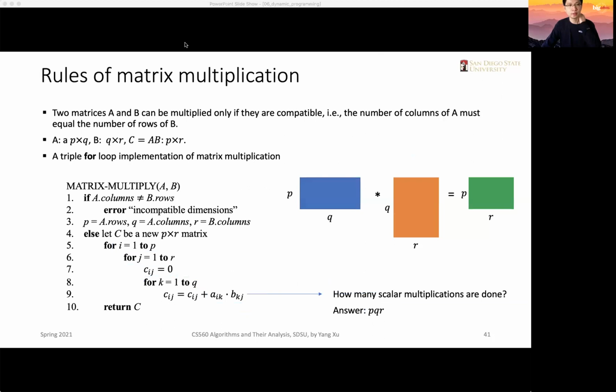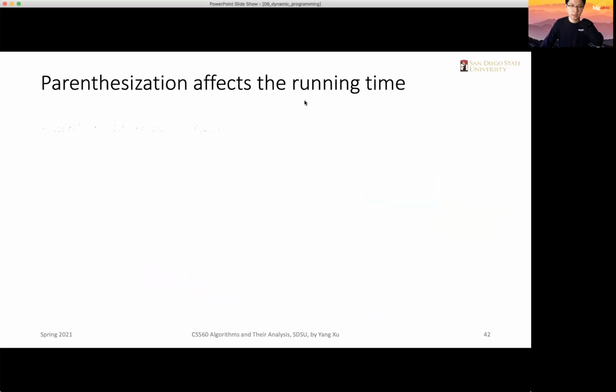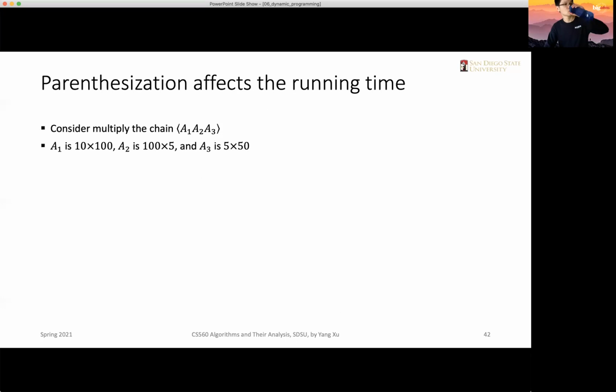Okay. Let's assume this is the case, and let's go back to the problem of adding parentheses. Actually, different ways of parenthesization will significantly affect the running time of the matrix chain multiplication. Let's consider multiplying this chain A1 times A2 times A3, right? It's the simplest chain we can get. It's only 3 matrices.